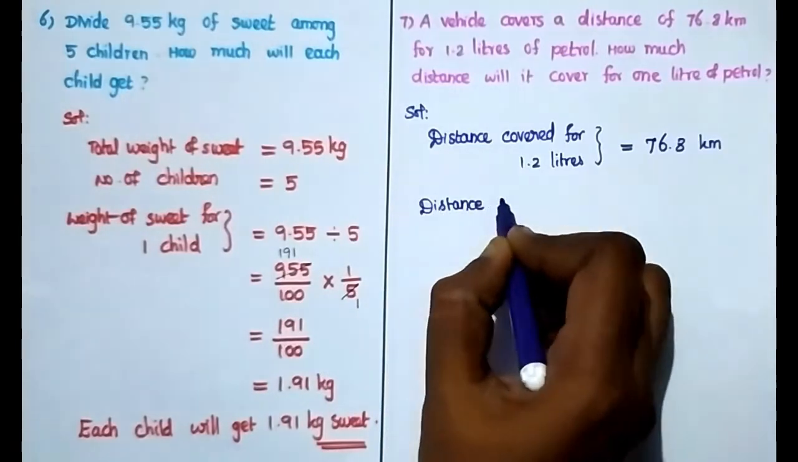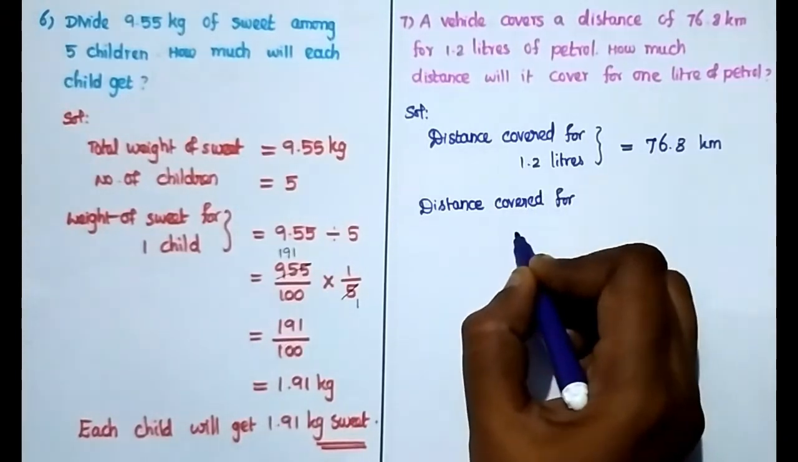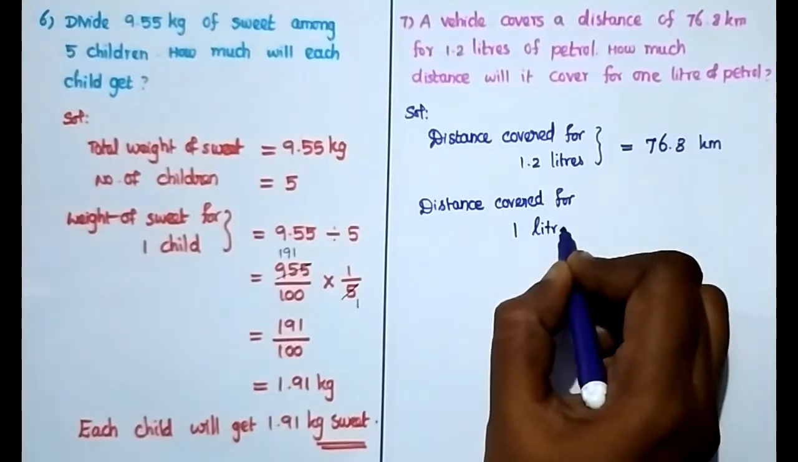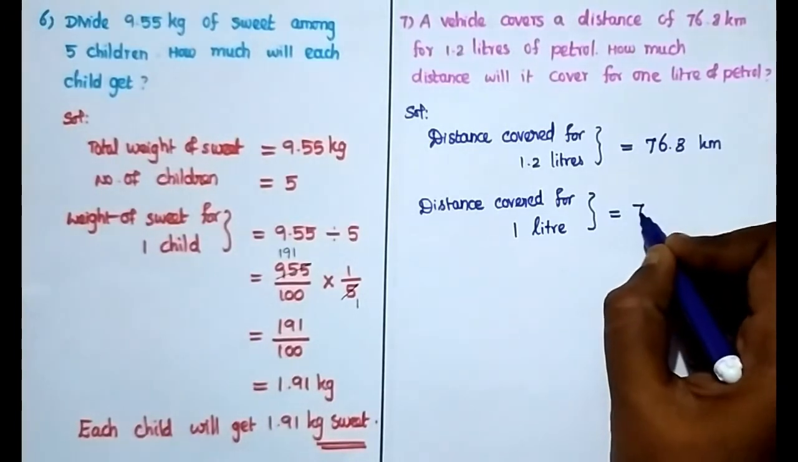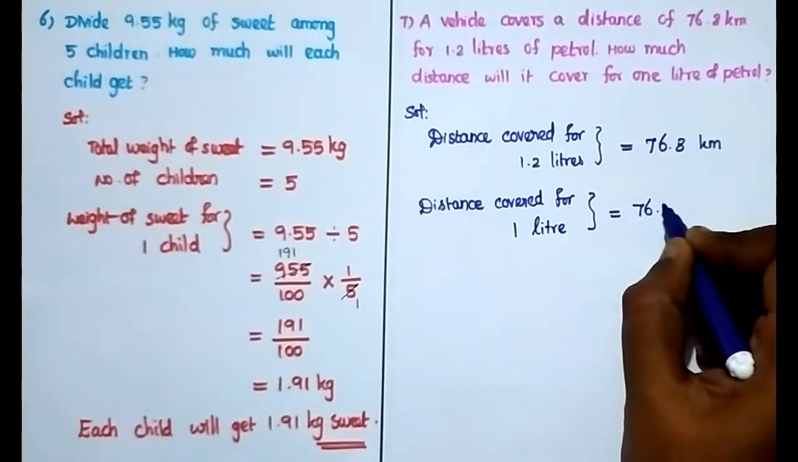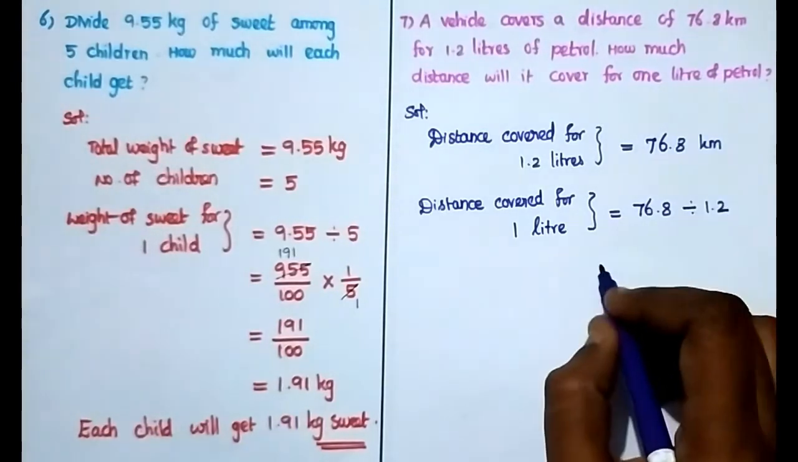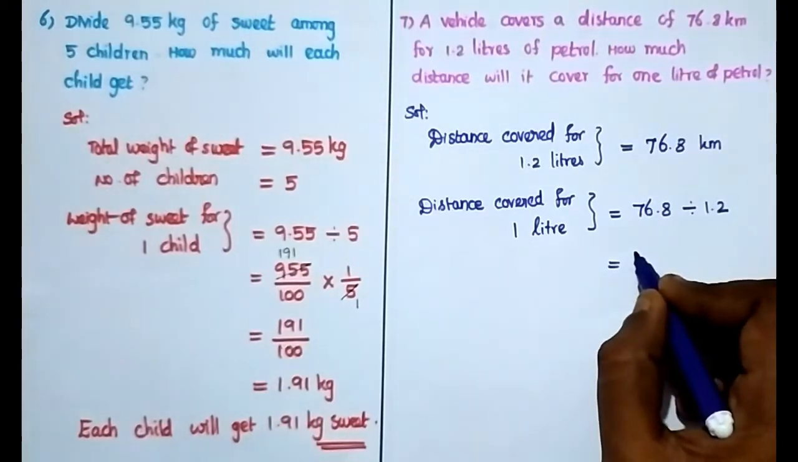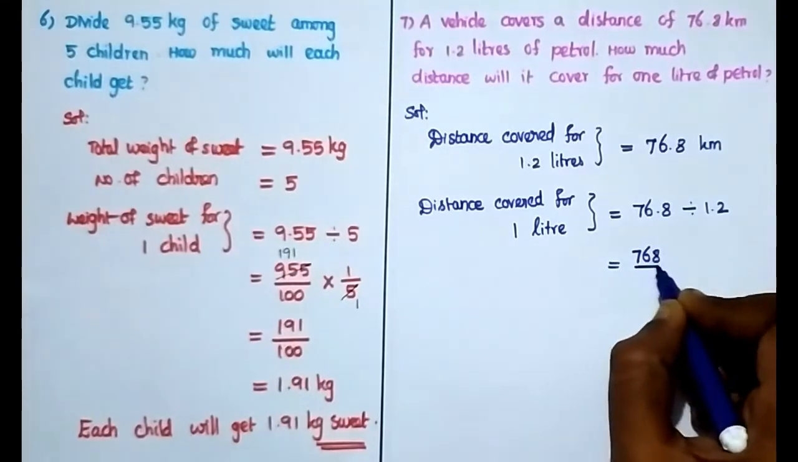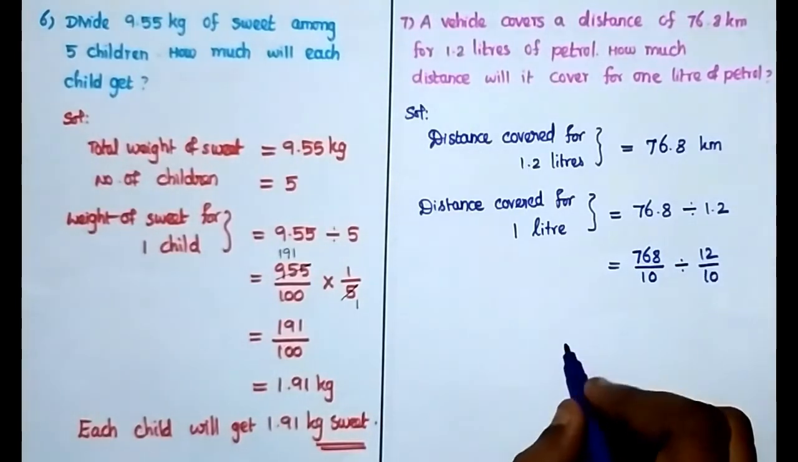Now we want to find out the distance covered for 1 liter. 1 liter is equal to 76.8 divided by 1.2. Now write down in fraction in both numbers. So 768 divided by 10 and divided by 12 divided by 10.